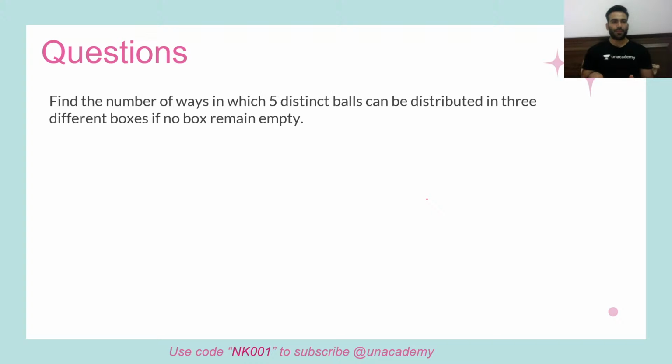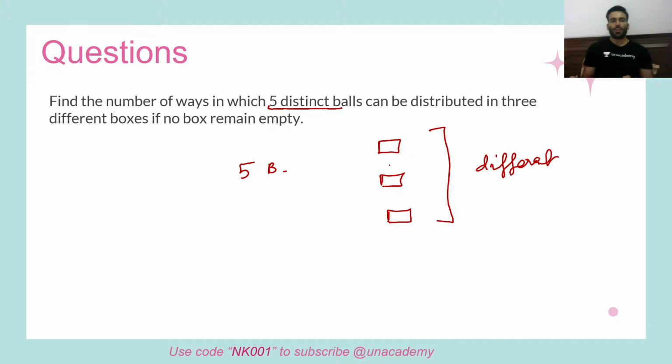There is one more question. Find the number of ways in which 5 distinct balls can be distributed in 3 different boxes if no box remains empty. So how many different balls are there? 5 different balls, and there are 3 boxes, and these are 3 different boxes, no same boxes. And now you want to just place these balls in these boxes. Now tell me the number of ways.